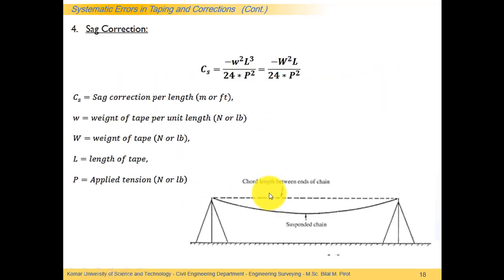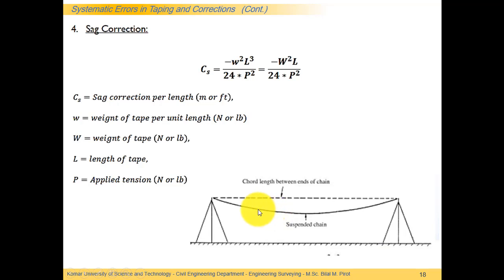We have also another type of error that's called sag. When you are using a tape, you put the tape at the first point, and at the second point you drag the second end of the tape, and in the middle there will be a sag like this. This phenomenon is called sag. So the true line of the tape should be like this dashed line, but practically it will not be like this, it will be sagged like this.